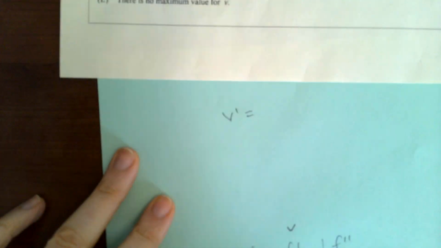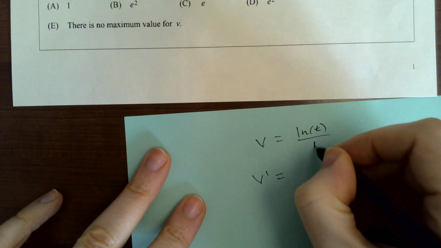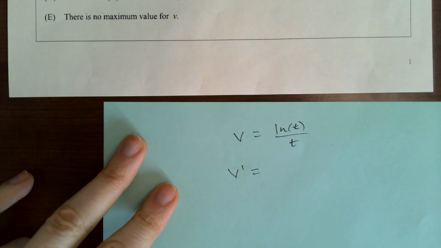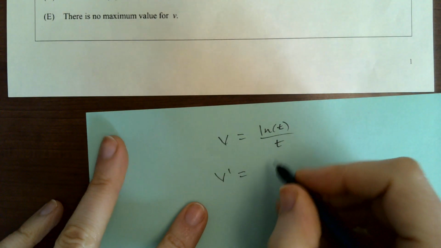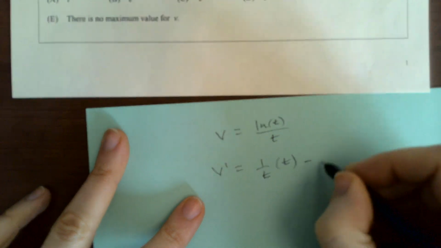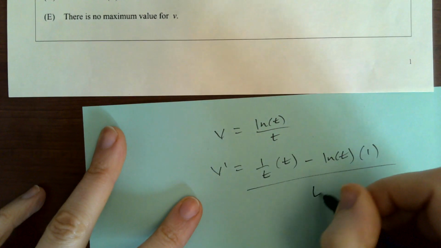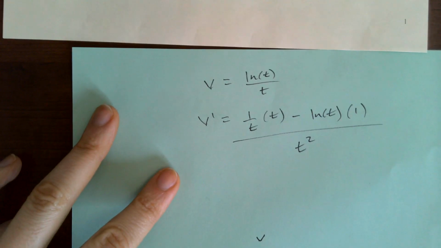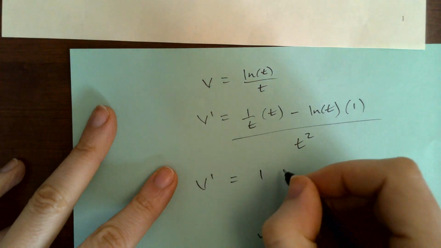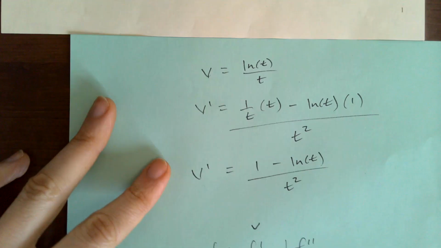All right, so v prime equals, I'm going to need quotient rule. All right, so v is natural log of t over t. I'm going to use quotient rule. So the derivative of the top is 1 over t times the bottom is t minus, bring down the top, derivative of the bottom is 1 all over t squared. So v prime is 1 minus natural log of t all over t squared.